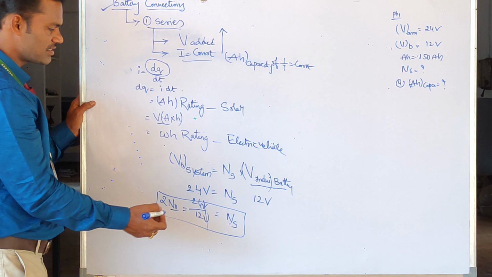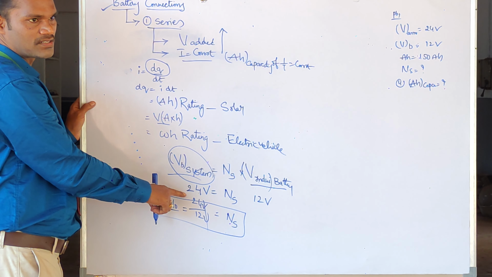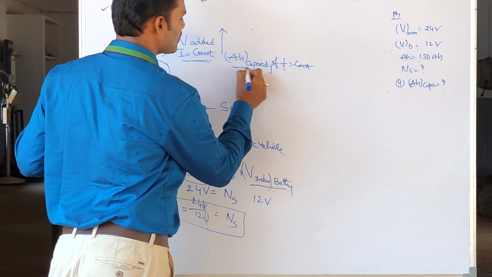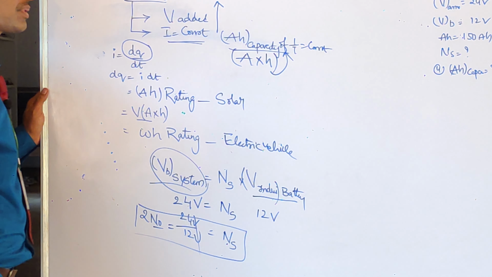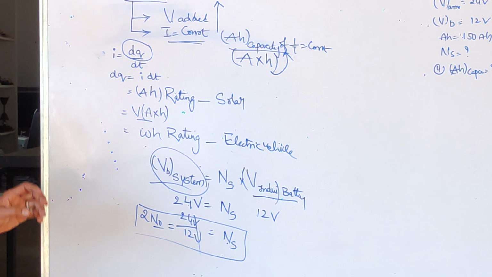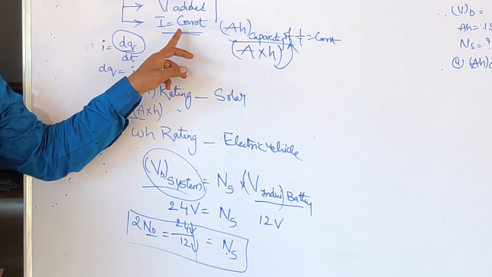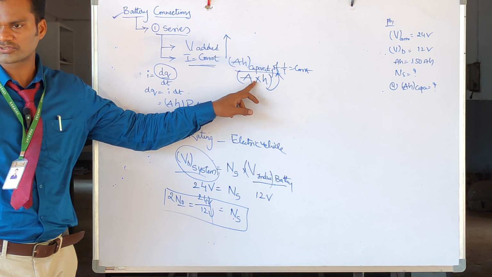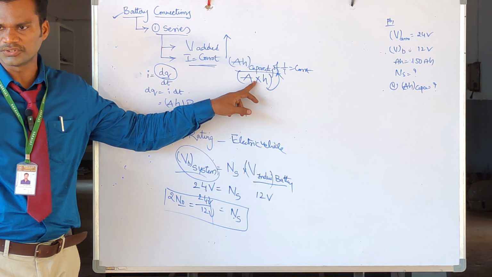Already I told you, in a series connection what will increase? Voltage is increased, but current is constant, and since current is constant, current into hour is also constant. Therefore, the ampere hour capacity of the battery is also the same. Let's do a problem so you can understand it better. So is it clear now? In a series connection, voltage is increased and current is constant. Since current is constant, the ampere hour capacity of the battery doesn't change. If you connect the batteries in series, the AH capacity is not going to change.